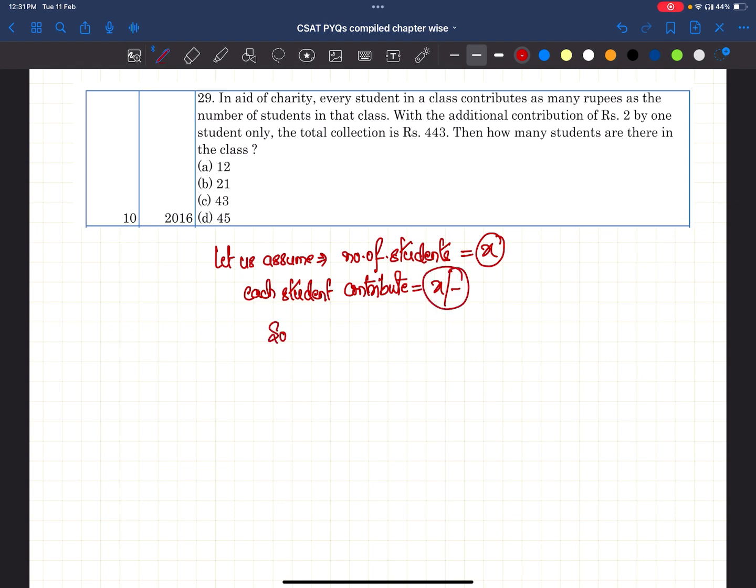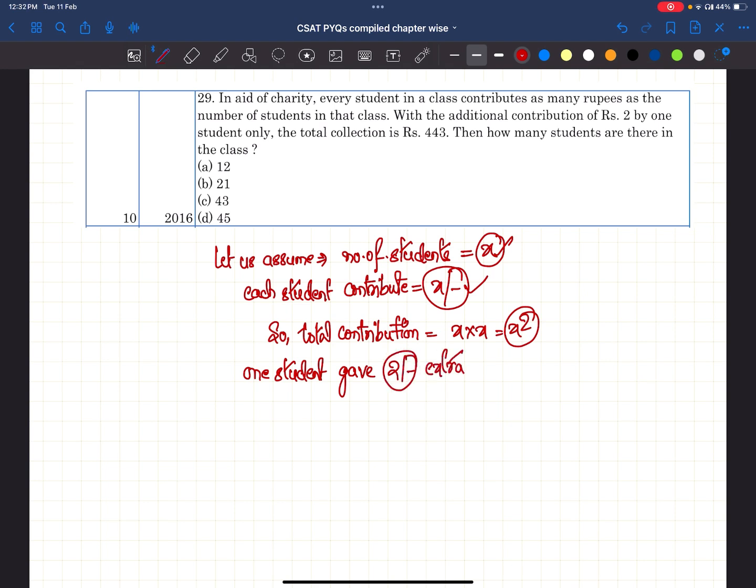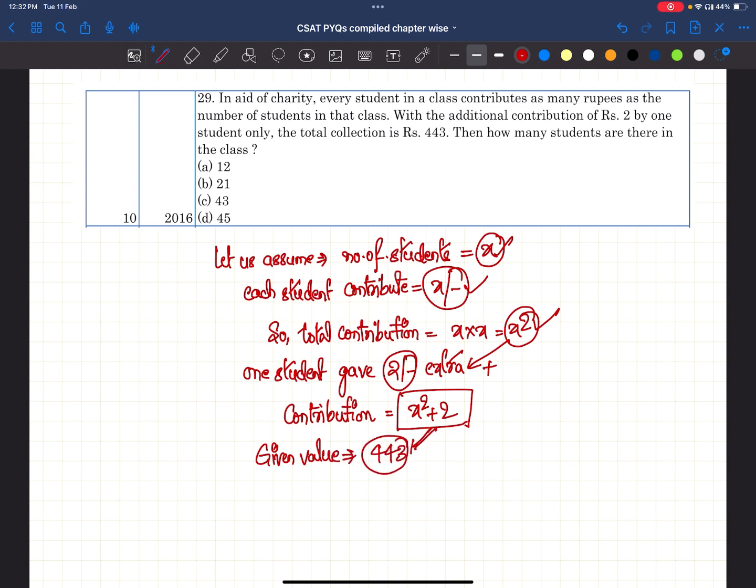So now what is the total contribution? So the total contribution becomes x people into x rupees. So x into x gives x square. And then he has given that one student gave 2 rupees extra. Now the contribution becomes this x square plus this 2 rupees. So x square plus 2, and the given value of total contribution is 443 rupees, right? Now we have to equate these two equations. x square plus 2 is equal to 443.